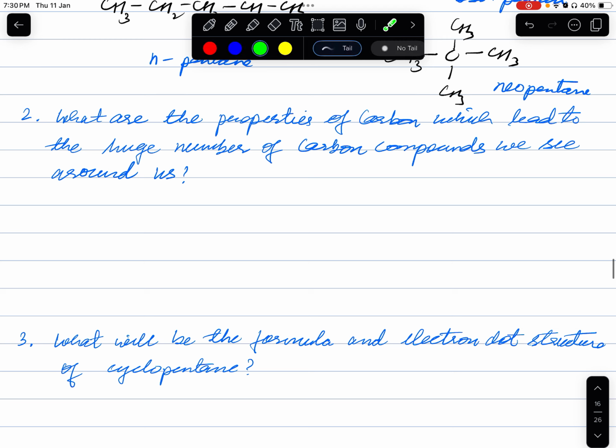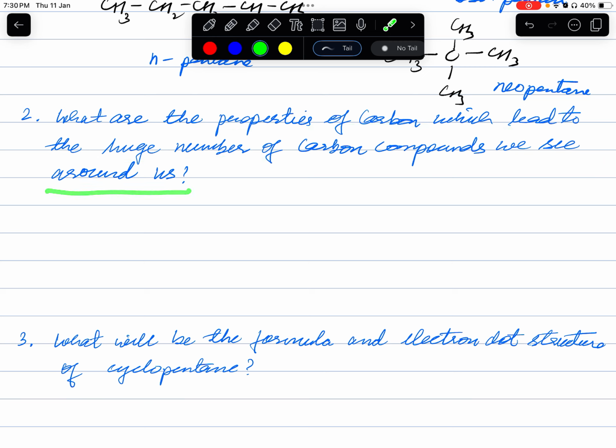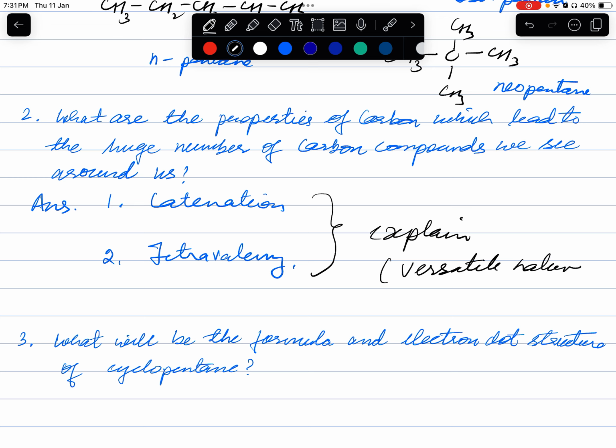Next question: what are the properties of carbon which lead to the large number of carbon compounds as we see around? You have to write down this answer in detail. The first property is catenation, that is the self-linking property to form chains. And the second property is tetravalency. So you have to explain these two, and the explanation we have done already under the heading versatile nature of carbon. So you can write the content from there. That is, you have to explain what is catenation and what is tetravalency. Okay. Next question.